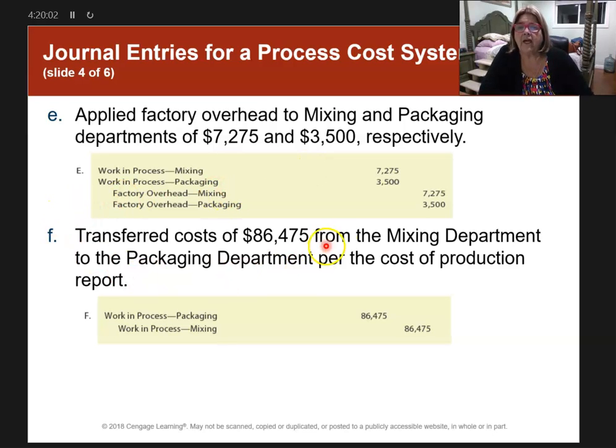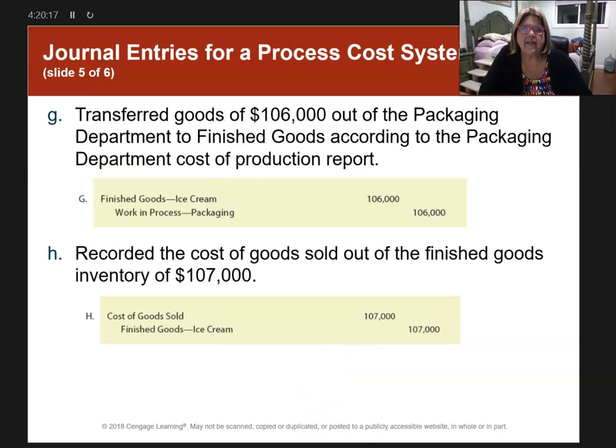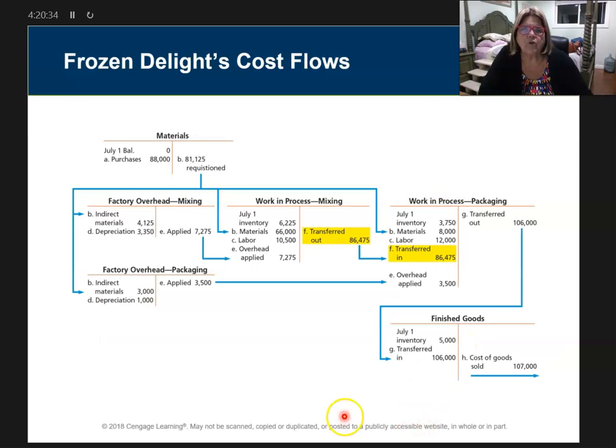So this one is when I finish one department and the cost moves into the packaging department. So again, I credit out of mixing WIP and move it into WIP for packaging. And my next two journal entries, when I'm done in WIP, I take it out of WIP packaging and it goes to finished goods. And then when I actually sell it, I relieve my finished goods account. So this is kind of a flow statement for how things happen here.